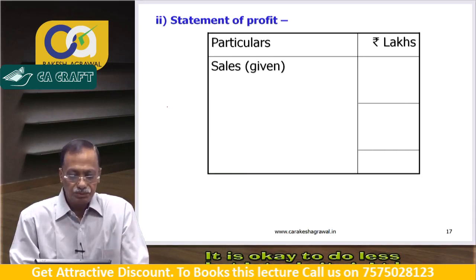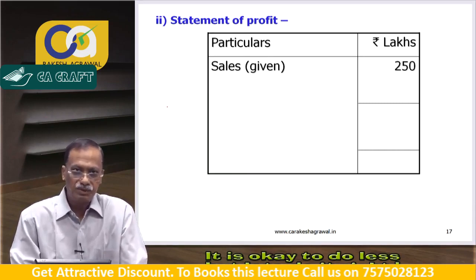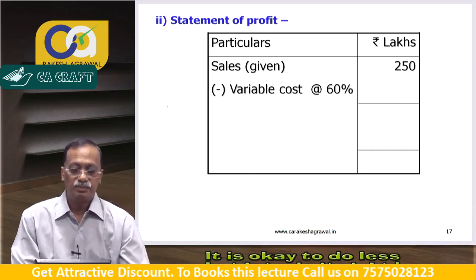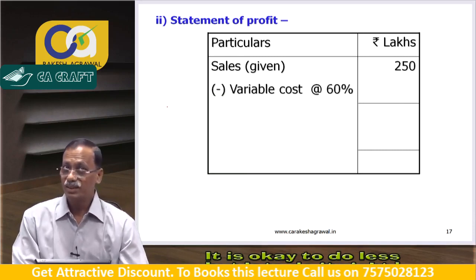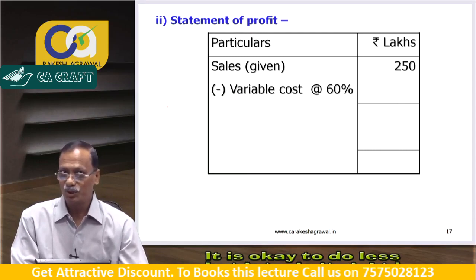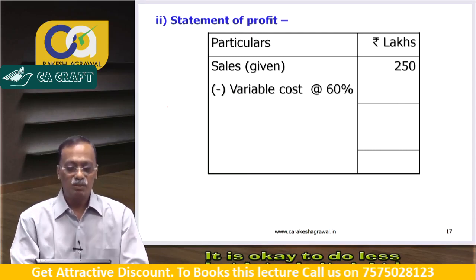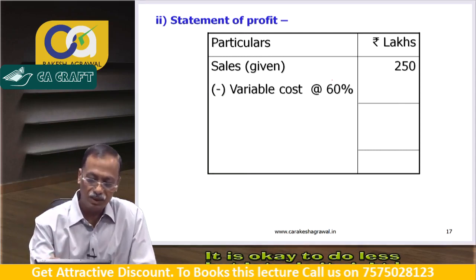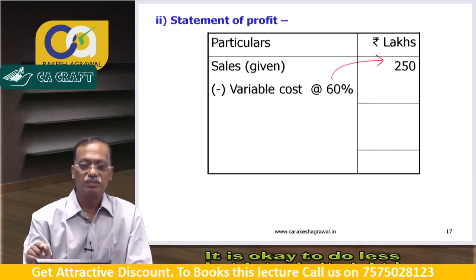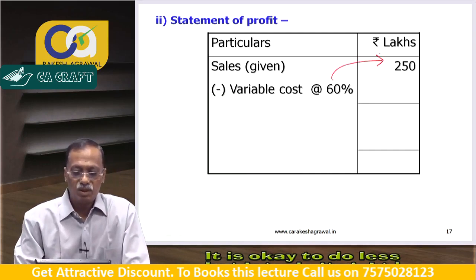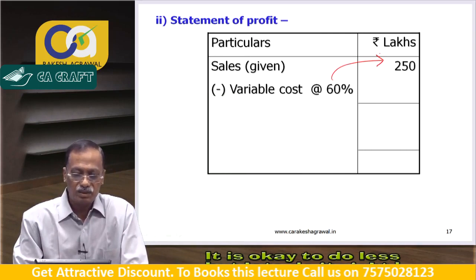Sales is given to you, that is 250, less variable cost. I have taken 60% from where? Because PV ratio was 40%. So variable cost is at the rate of 60%. Naturally it is 60% of sales, which comes to 150.